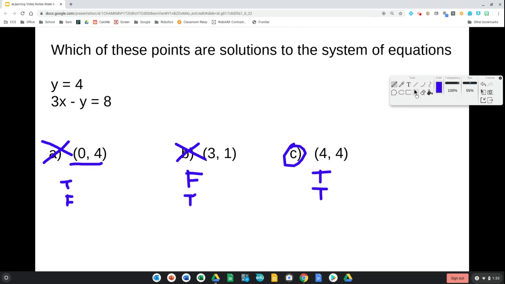All right, so that's what you're going to be doing today, is you are going to be testing to see whether points are solutions to systems of equations.